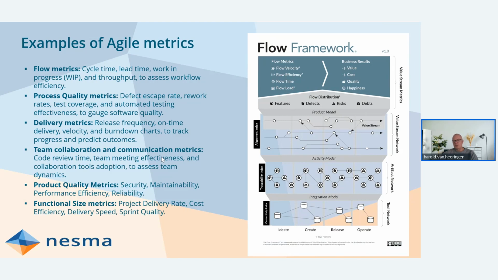And then the functional size metrics. So this is where NESMA also comes in, when it comes to the functional size. So you have the project delivery rate, which is usually the hours per functional size unit; cost efficiency, the euro spent per functional size unit; delivery speed, number of functional size units per month or per sprint; and sprint quality, number of defects per 1,000 functional size units. I call them functional size units. There are function points, but you could also use other measures for functional size than NESMA function points. There are a couple of standards out there.